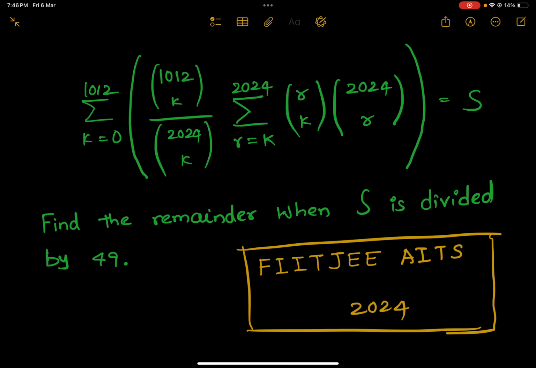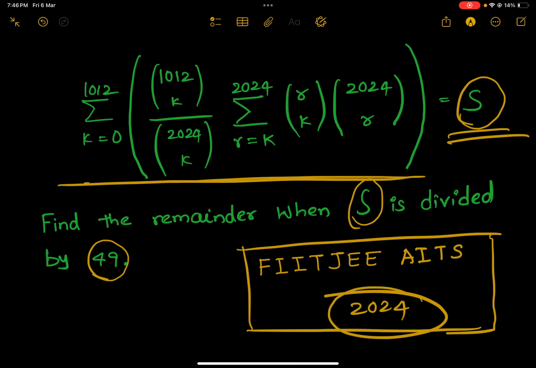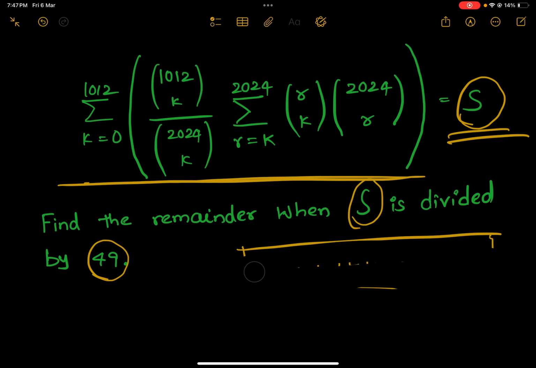And so you have the question in front of you. This is the expression that you have to evaluate. It is denoted by S and you have to find the value of S. Then, once you find the value of S, you have to find the remainder when it is divided by 49. So the first task is to find the value of S. This question appeared in the FIITJEE All India Test Series in 2024. All right, so let us go ahead and solve this particular thing.